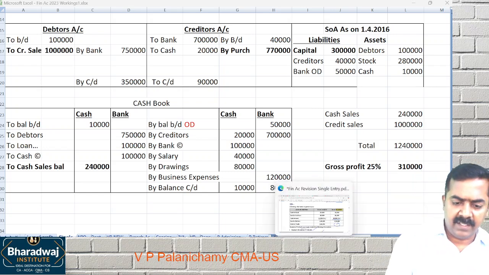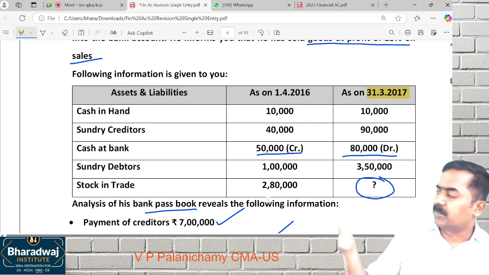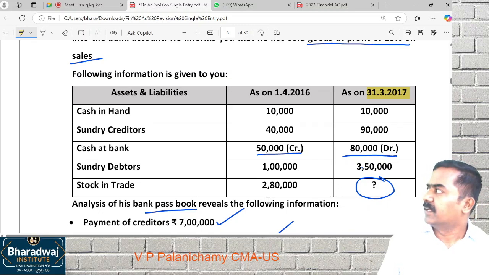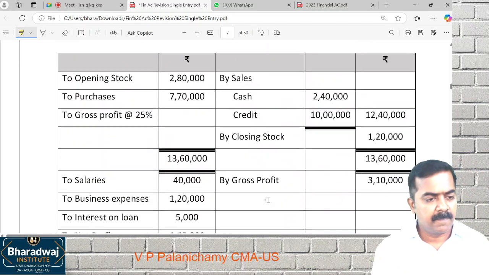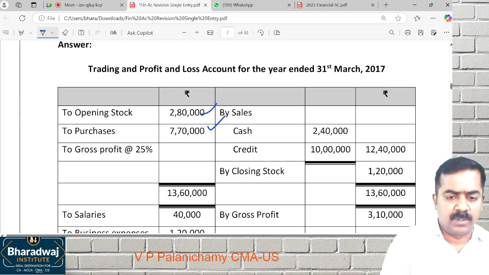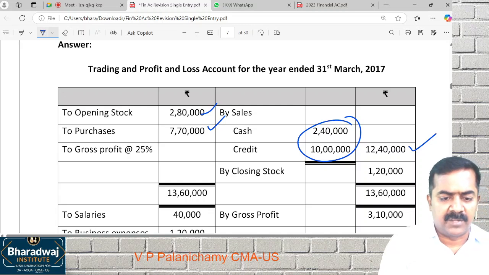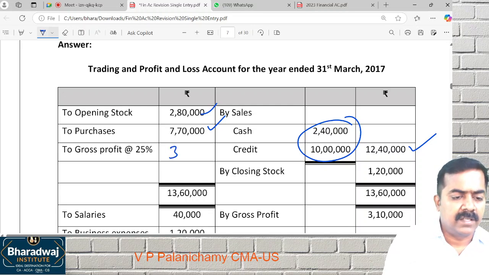As I said, we will see the solution, because working notes are most important. That determines your answer. Let us see. When you do the trading P&L account, what will you do? Opening stock, purchases we worked out, cash sales plus credit sales gives us what? Total sales. Gross profit will be 25% of 12 lakh 40. 25% of 12 lakh 40 is 3 lakh 10,000.